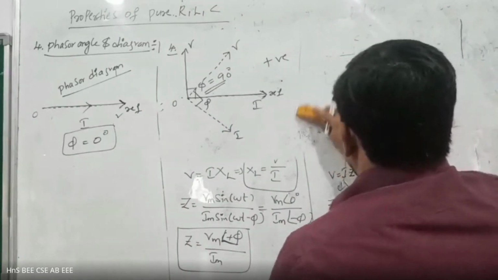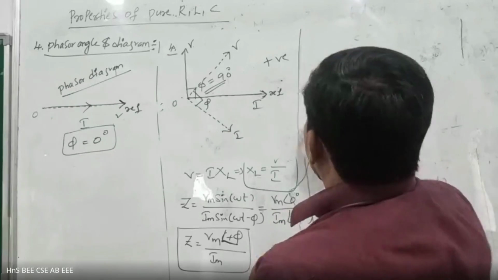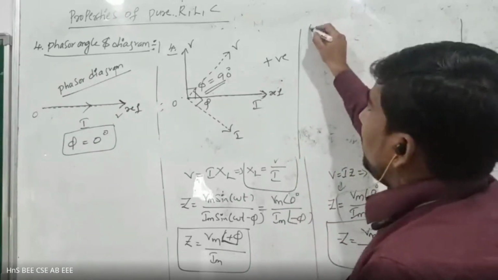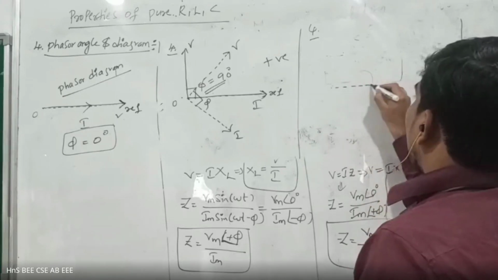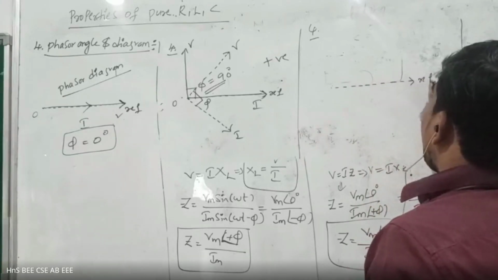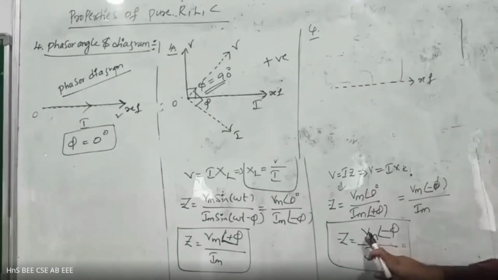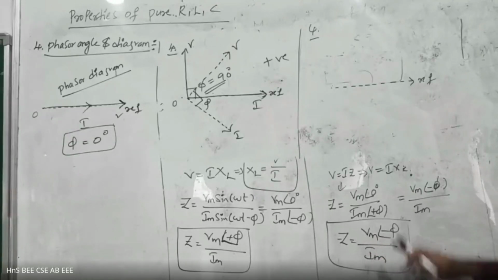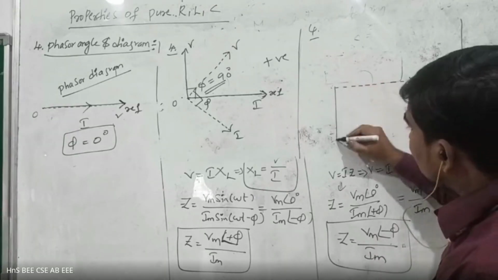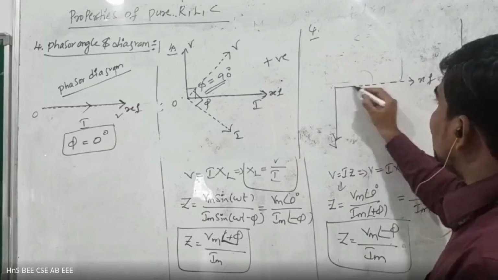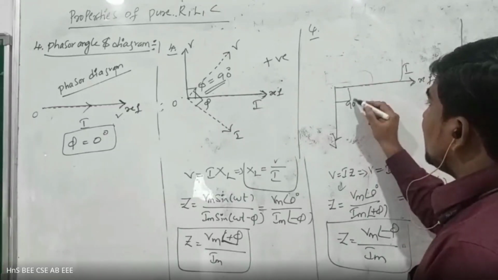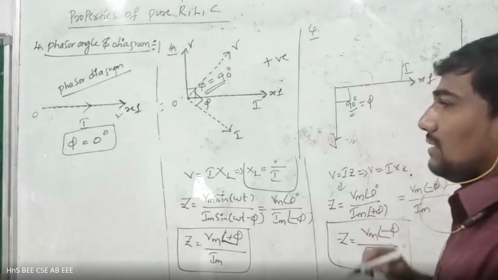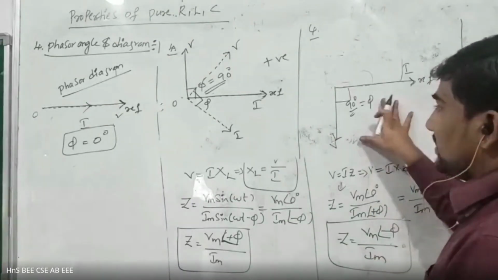Coming to pure capacitor, the fourth point is a reference line. Now, what is the voltage angle? Voltage angle is minus pi, current angle is 0. The angle between voltage and current is again 90 degrees. This is a phasor diagram.